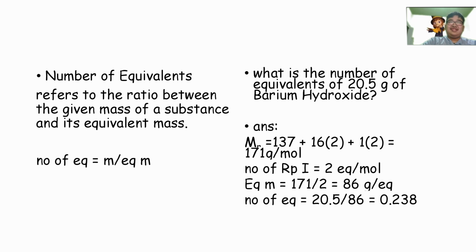Number of equivalents is equal to 20.5 divided by 86, which equals 0.238.